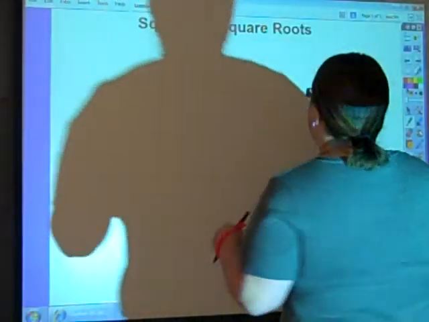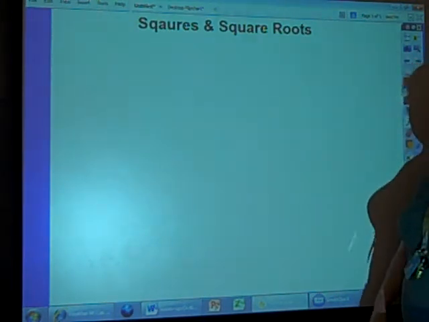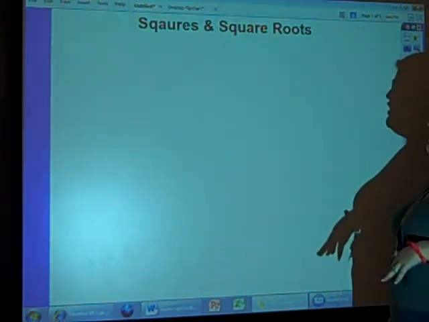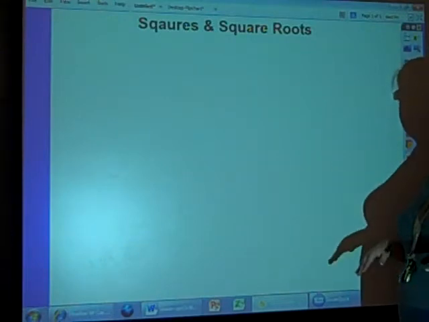The first video is going to be on squares and square roots. So one question that you might have is, what is a square? What's a perfect square?